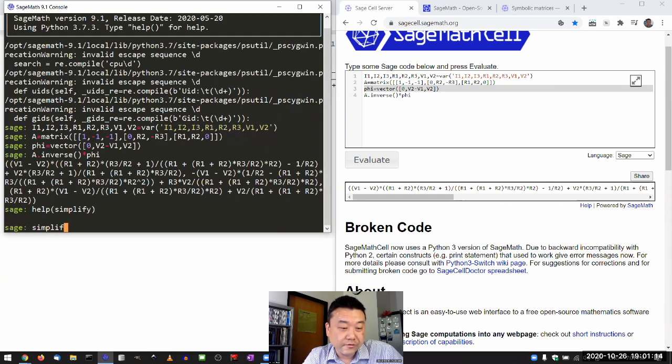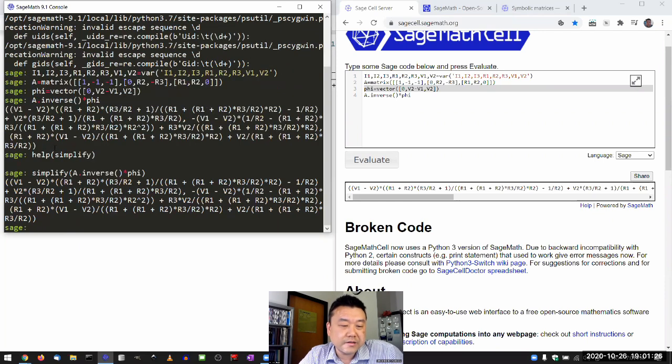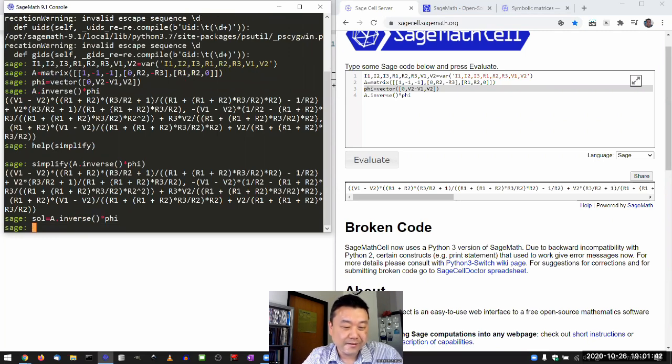So now if I do this, simplify A dot inverse dot V or times V, it actually won't simplify anything. I'm pretty sure that's because this function is not written as a vector. So you need to figure out a way to do this, and this is how I found a way to do it. So let me put this result into a vector. So solution is equal to A inverse times V.